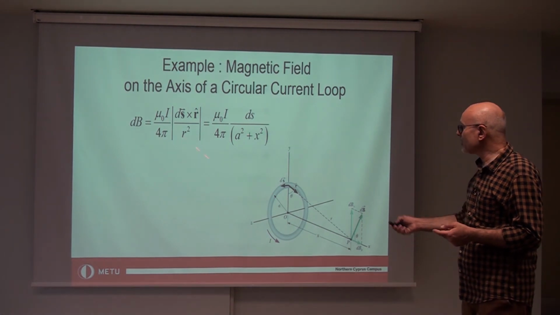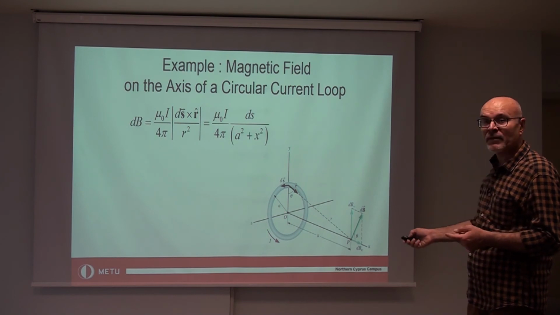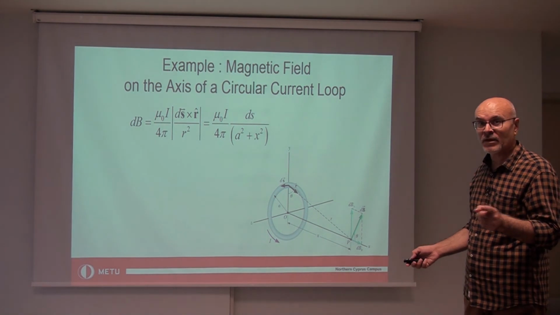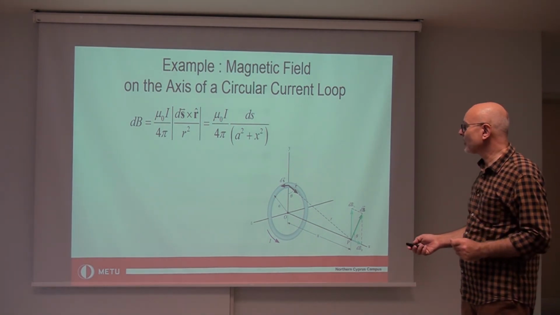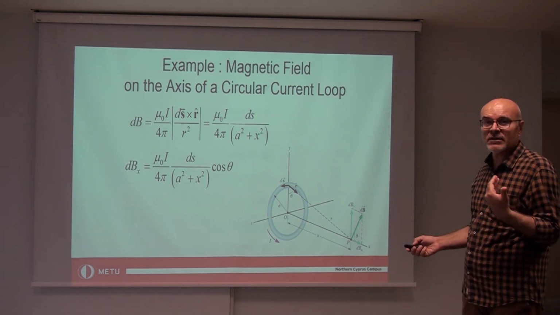Now, instead of r square, the geometry tells me that r square is equal to a square plus x square. Note that both x square and a square are constant. Okay, they are just the same. So this is dB. I want to find dBx because this is the quantity that I will worry about.